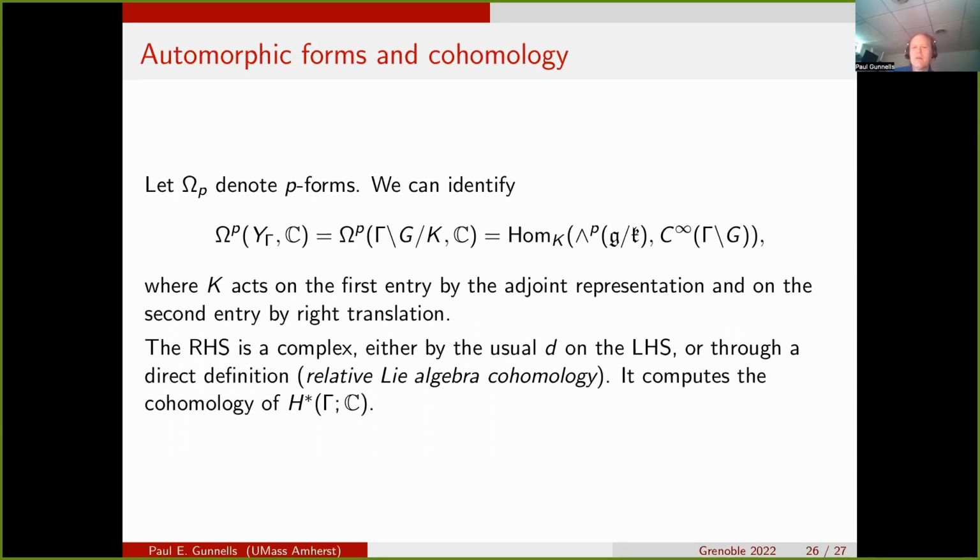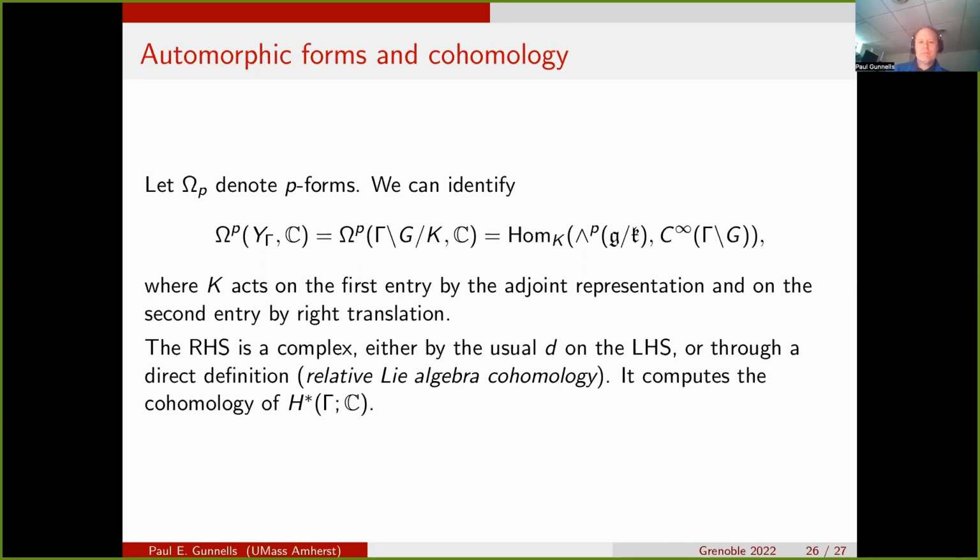So we take the Lie algebra of G divided by the Lie algebra of K, and we take the p-forms on that. The Lie algebra of G is the tangent space at the identity of the Lie group G. So what Gothic G divided by Gothic K really is, is the tangent space at the distinguished base point of Y_gamma. That's all it is, just written in terms of the Lie algebras. And we're taking the pth exterior power there, so that should immediately suggest that we're doing something with p-forms. And we take K-invariant, or equivariant, maps to C-infinity of G divided by gamma.